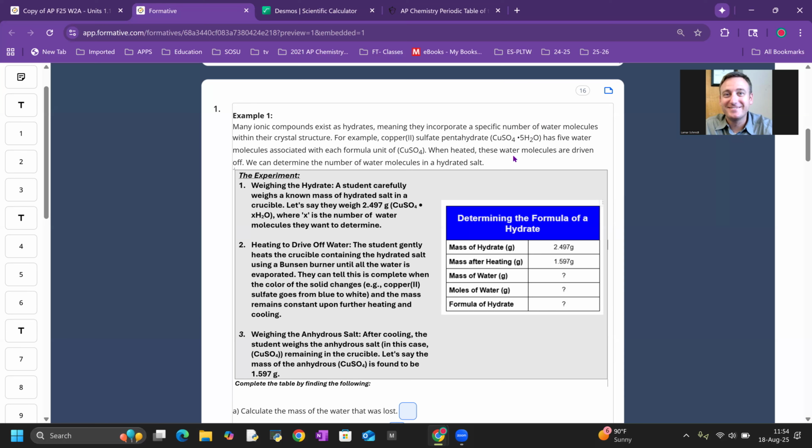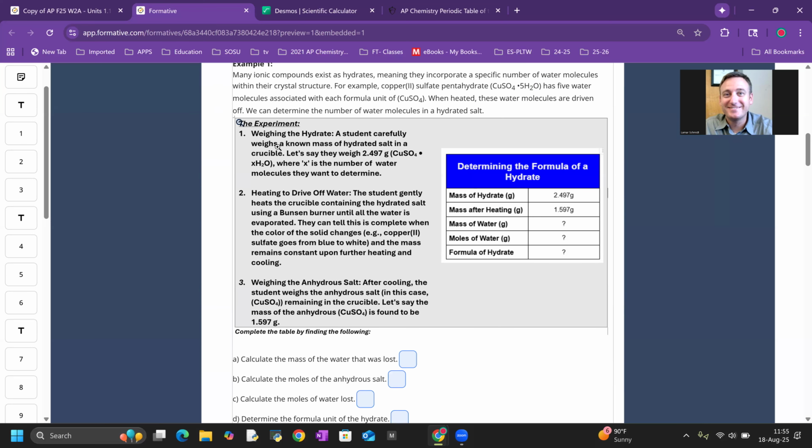And so if we were to assume that we had, for instance, 100 grams of copper 2 sulfate, and we have 100 grams of copper 2 sulfate pentahydrate, we would have far less copper 2 sulfate than expected, because there's a lot of water on that hydrate. So in this experiment, we are taking a hydrate and we are weighing it, and we see that it's 2.497 grams. And then we heat the hydrate to remove all of the water from the hydrate.